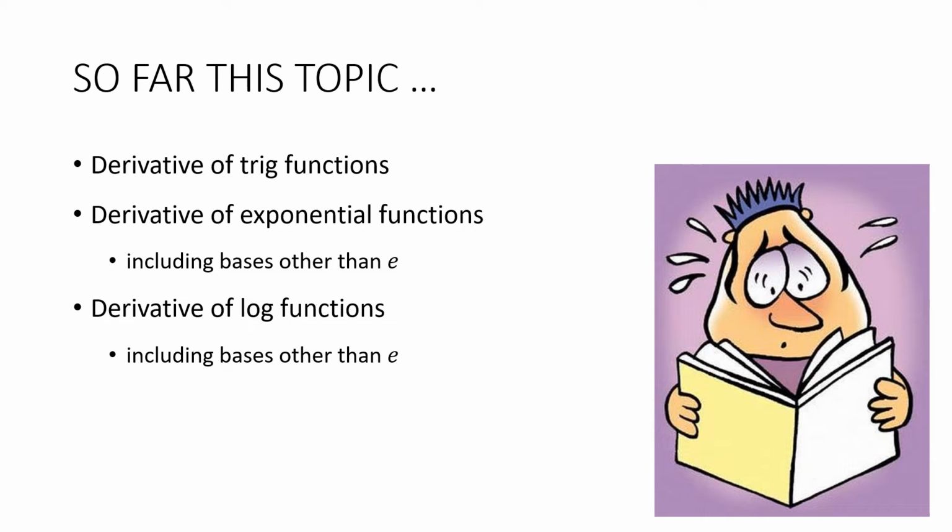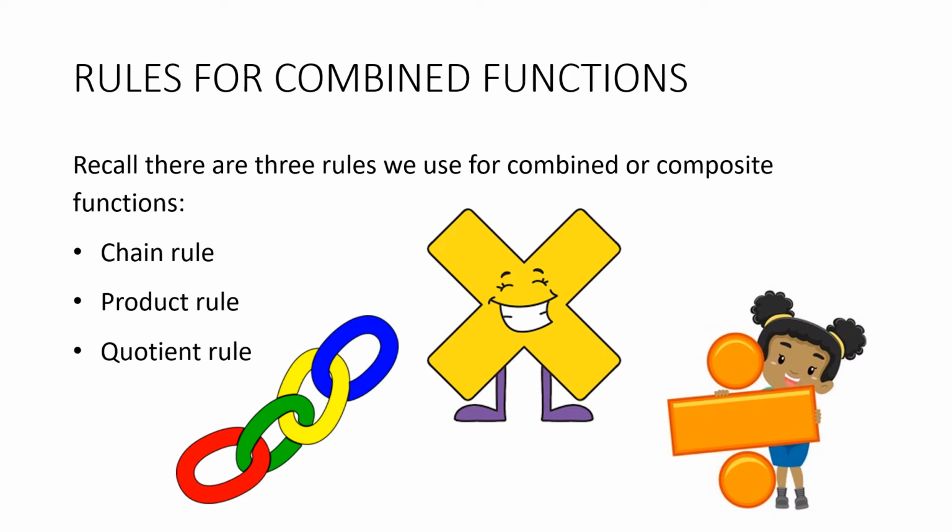So far this topic we have learnt about the derivative of trig functions, the derivative of exponential functions including bases other than e, and the derivative of log functions also including bases other than e. So recall that there are three rules that we use for combined or composite functions. There's the chain rule, the product rule, and the quotient rule.